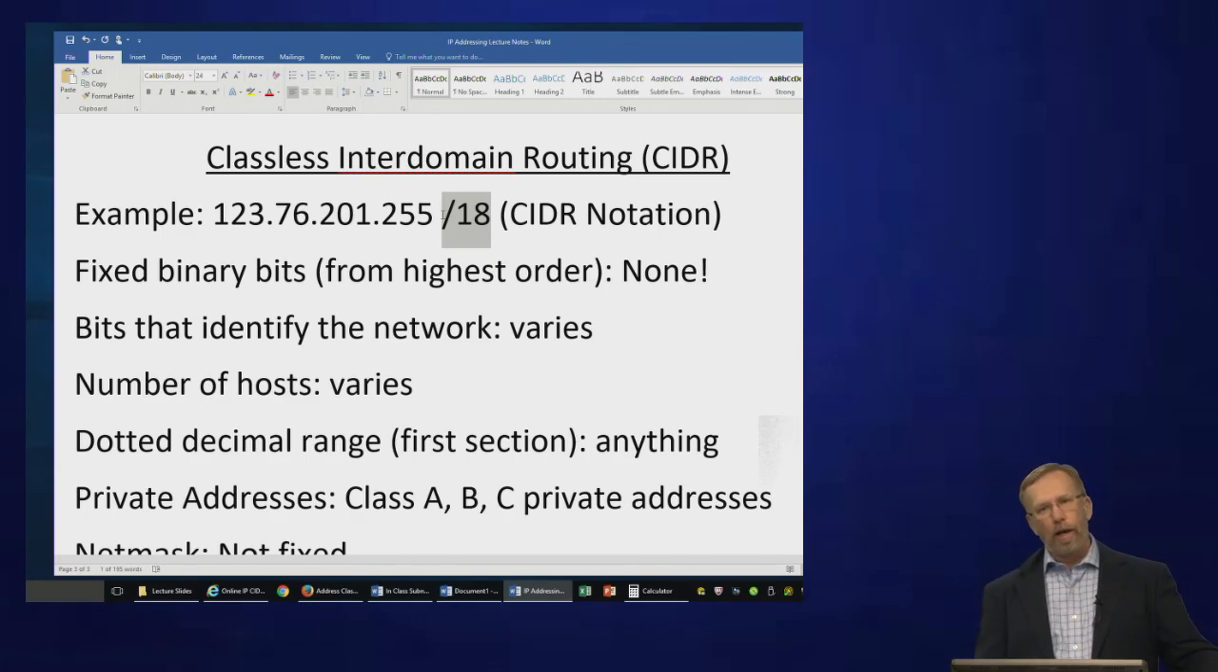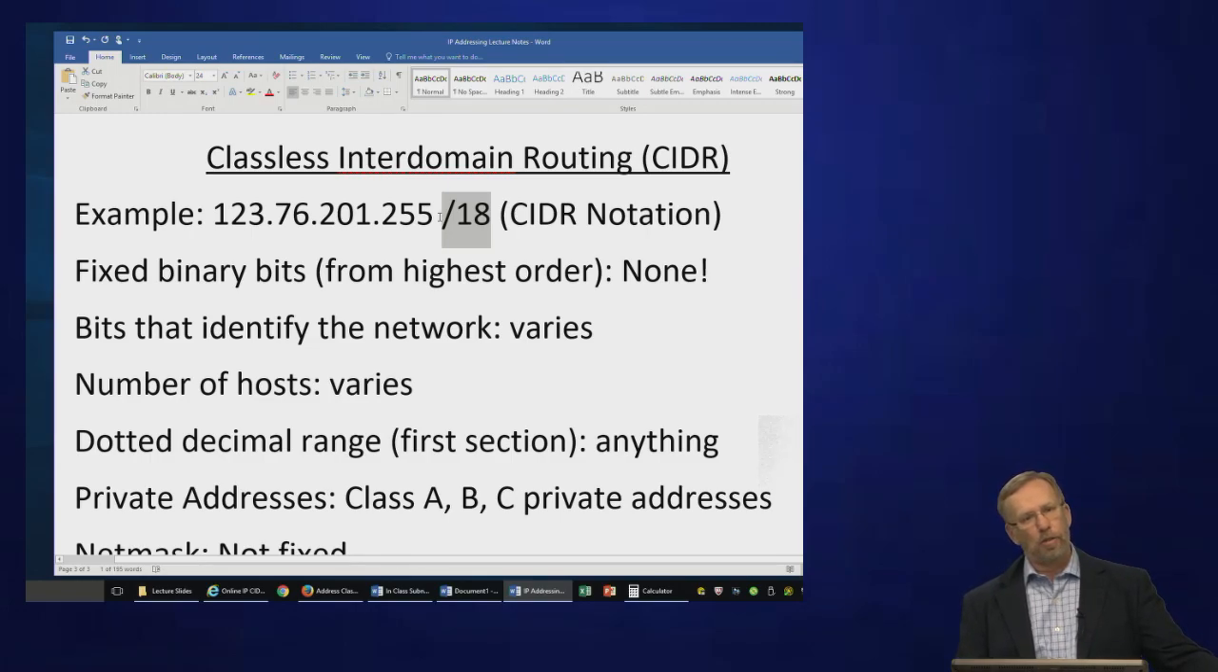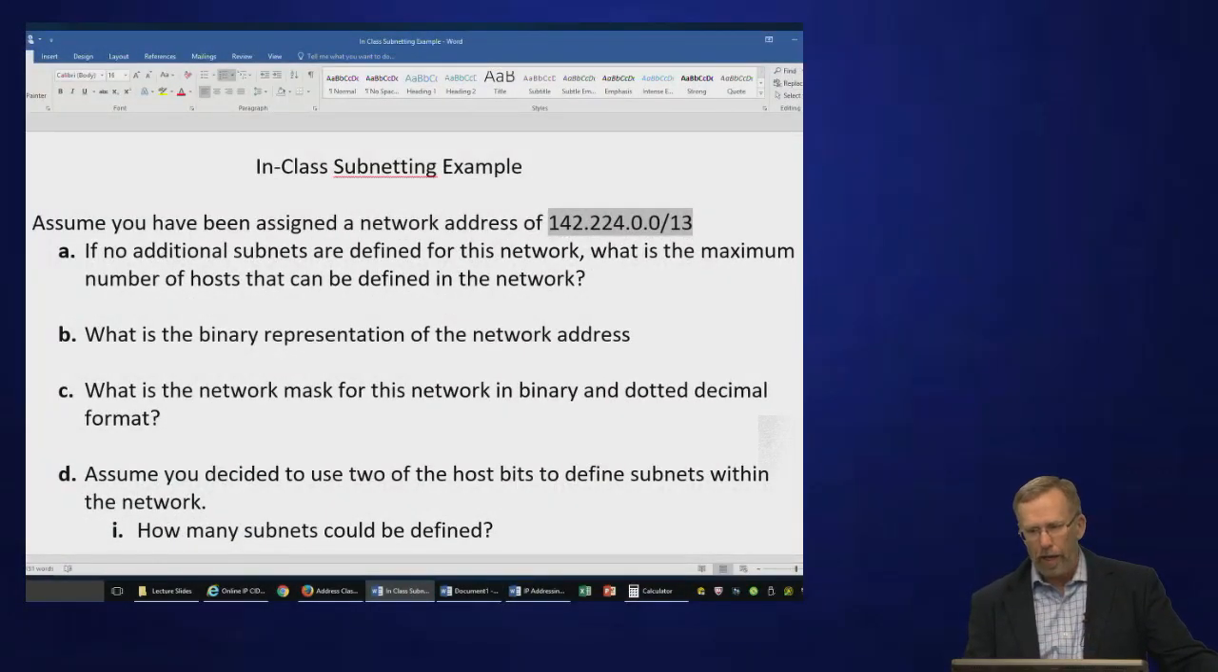So how do I go about breaking that IP address space down into smaller segments? We call that subnetting. And so what I'm going to do is walk you through an example of how we do that. And so I have an address space here.